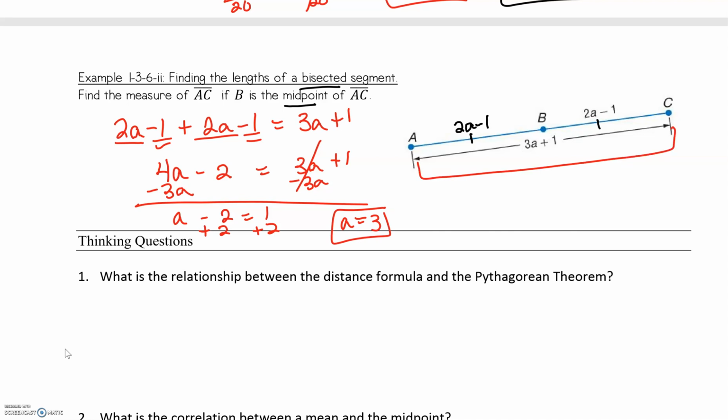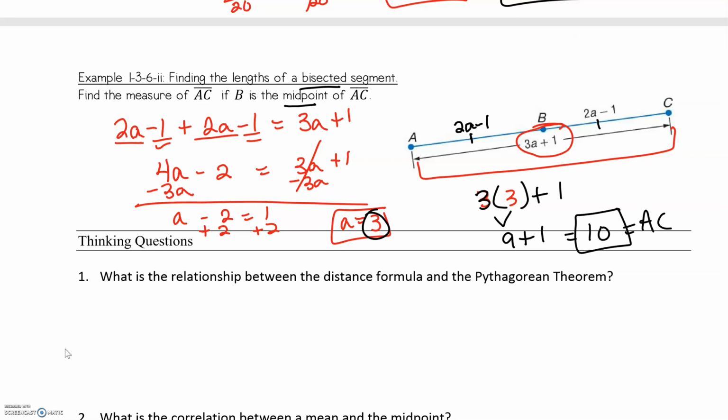AC is the total, so I'm going to plug it back in. Let's use a different color here. 3a plus 1. Well, a is 3, so I'm going to replace the a with the 3, and then I'm going to multiply here and then add my 1. So 10 is what AC is equal to.